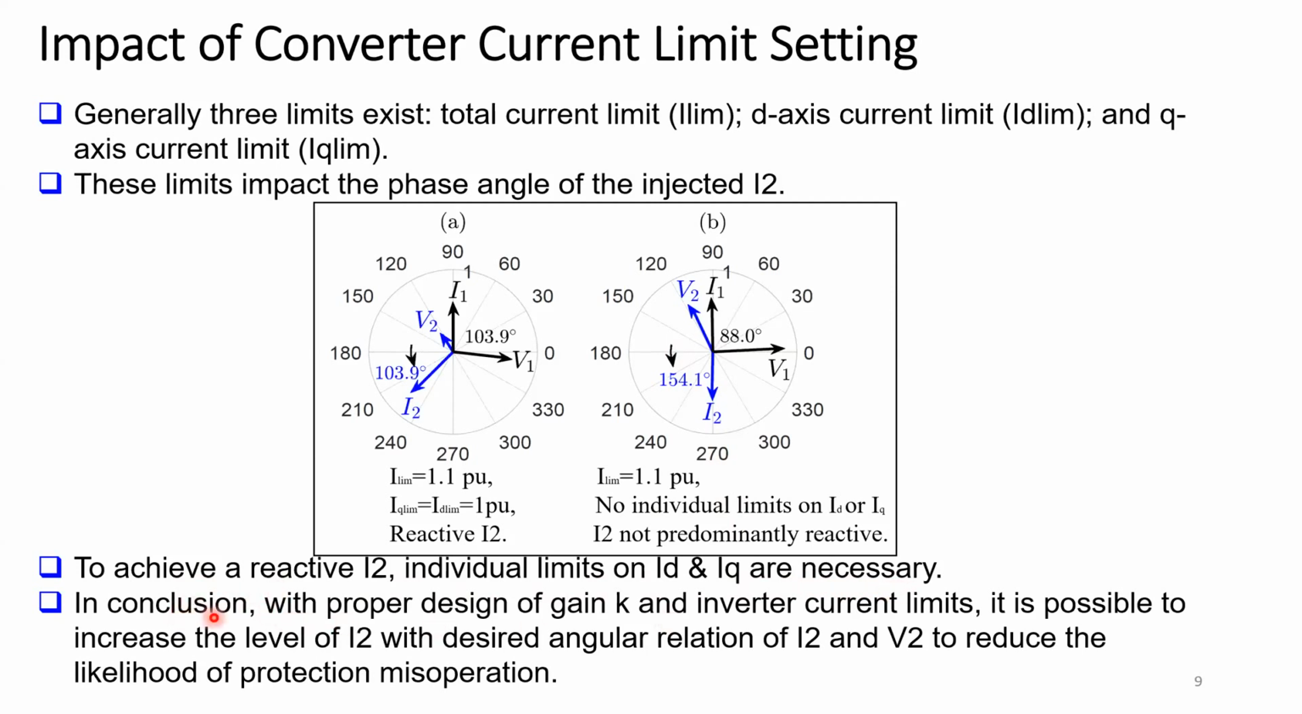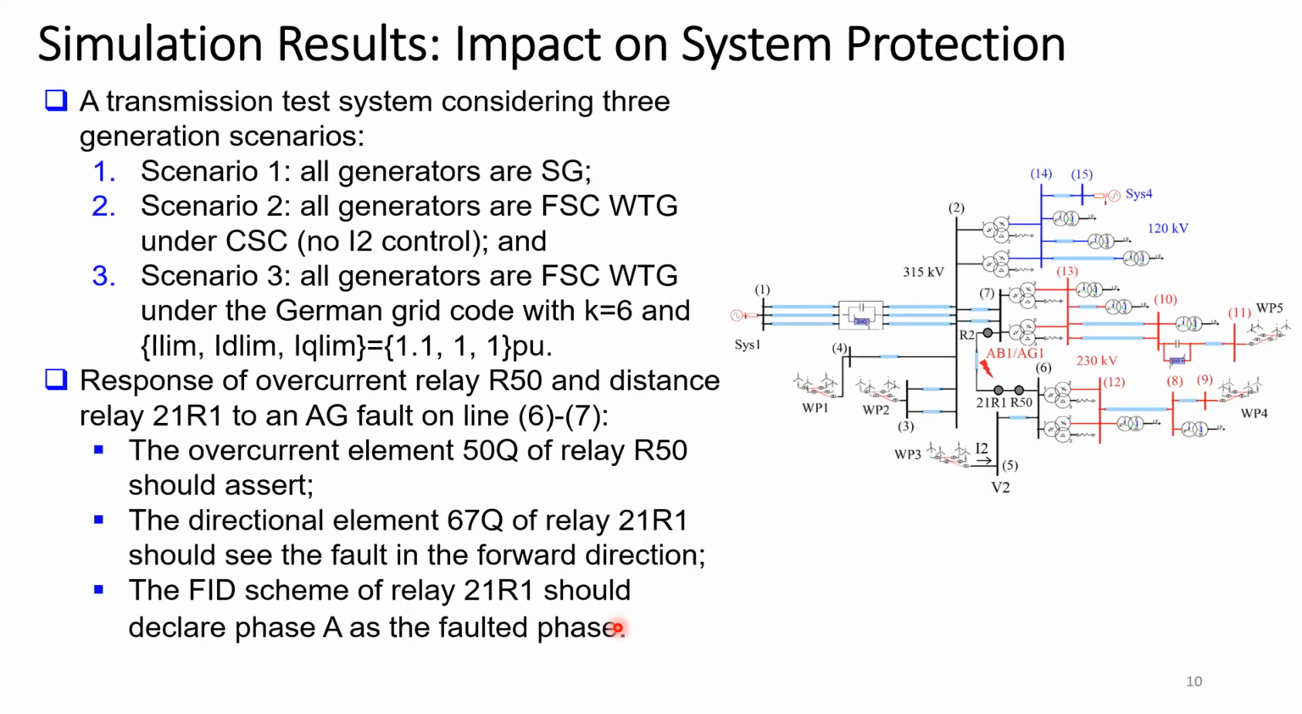So together with the previous study, we conclude that with proper design of gain K and inverter current limits, it is possible to increase the level of I2 with the desired angular relation of I2 and V2 to reduce the likelihood of protection misoperation. So here are some simulation results to illustrate the potentially detrimental impact of inverters on the performance of protection functions, and furthermore to illustrate the effectiveness of the German grid code in resolving the misoperation issues.